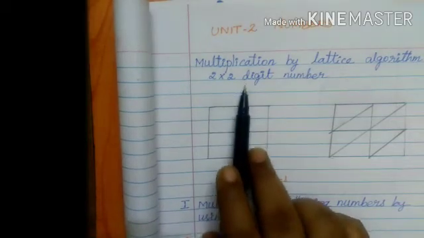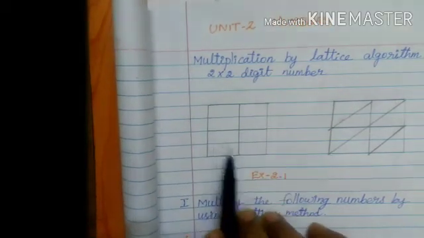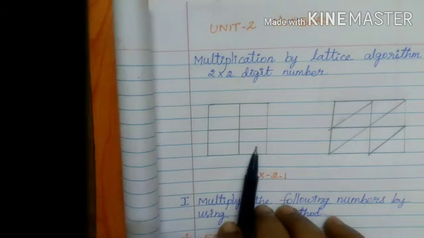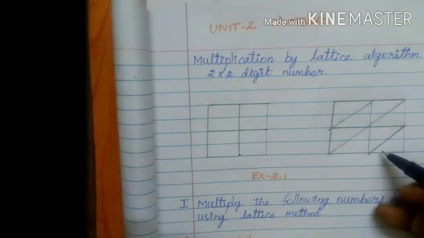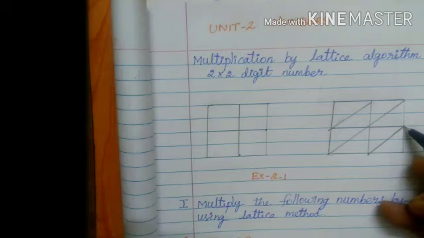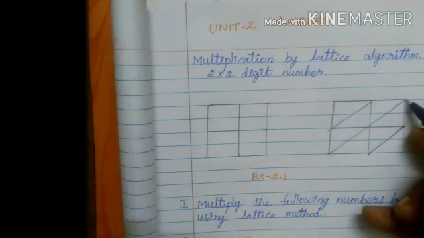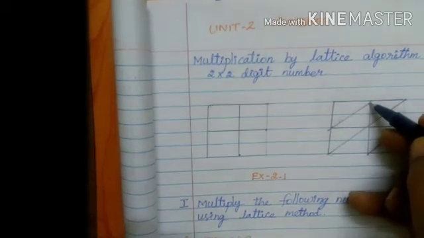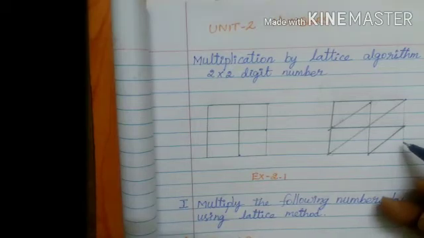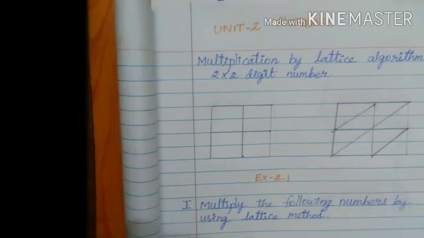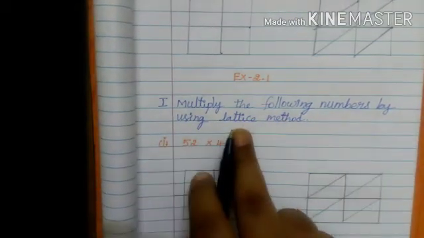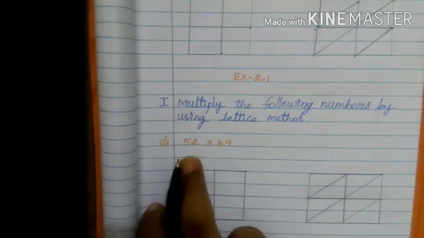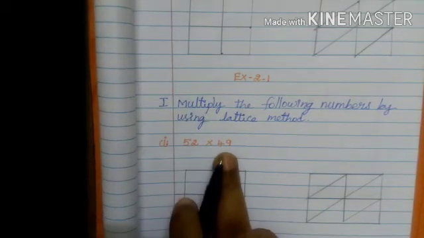So for the 2-digit numbers you take 1, 2, 3, 4 boxes. Already you learned the diagonal. So I draw the line, these diagonals here. First diagonal, then second diagonal, then third diagonal. So only you get this model. Then start now exercise number 2.1. First sum, multiply the following numbers by using the lattice method. Okay. First number is given to you 52, here 49.